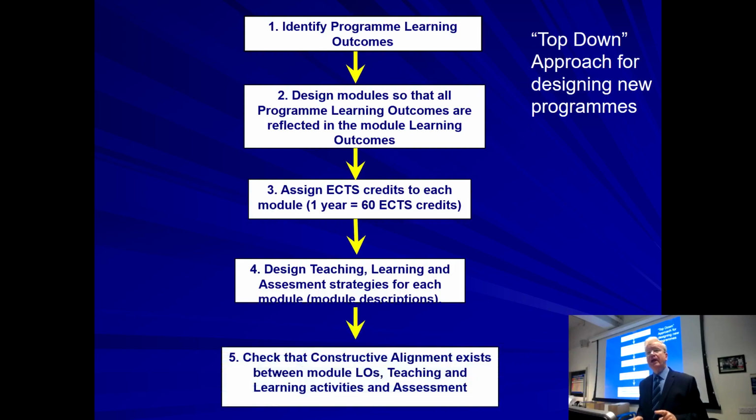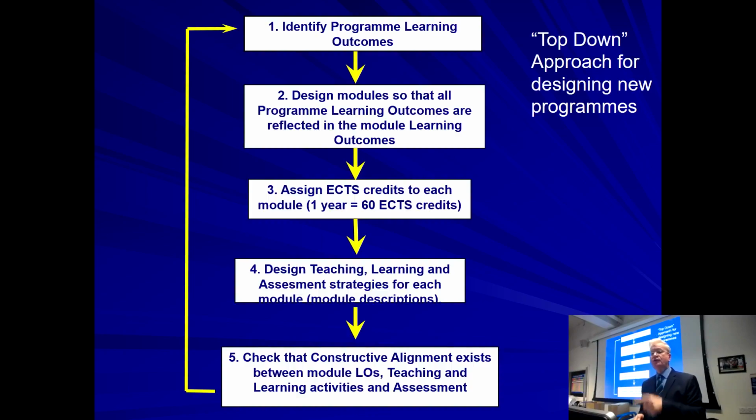You also then have to check, before you sign off on the program, that constructive alignment exists. In other words, that the learning outcomes, the teaching learning activities and the assessment, that they're all coordinated. And again, in one of the future talks in this series, I'll show you how to do that. And if constructive alignment doesn't exist, then you have to go back to adjust the program learning outcomes again and go through the whole procedure. So it's a very important process, and that's the top-down approach for a brand new program.